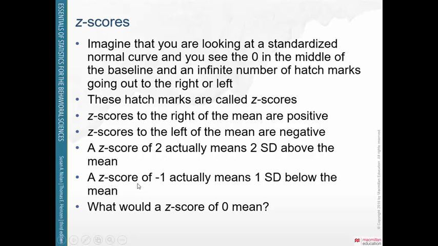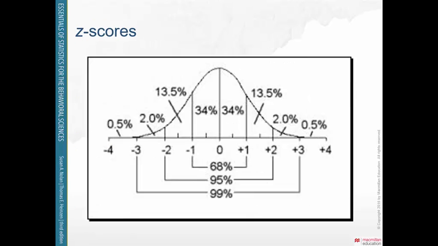This is what we just said. A z-score of -1 means you're 1 standard deviation below the mean. What would a z-score of 0 mean? Well, hopefully you guessed. A z-score of 0 means that you scored right at the mean.